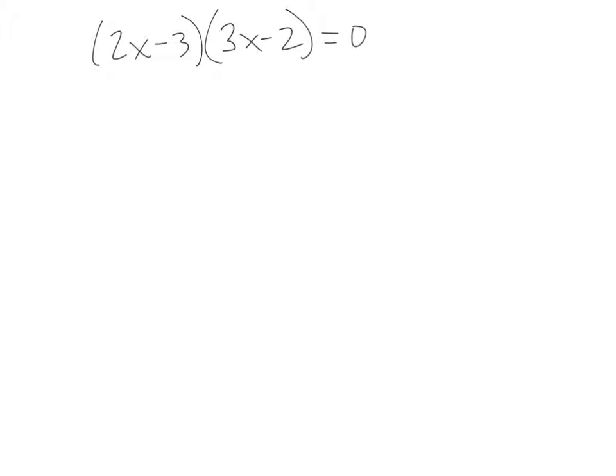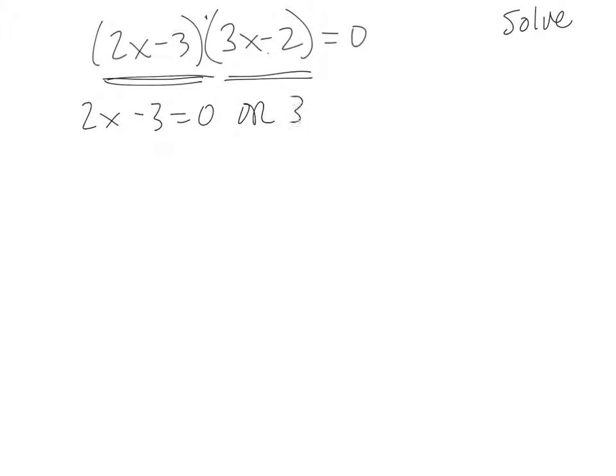Okay, this question, we're asked to solve this question. When I take a look at it, it's in factored form. So it's this times this equals 0. So what I can do right off the bat, if it's in factored form already, is use the zero property. Since it's this multiplied by this equals 0, the zero property says that one of these things has to equal 0. So I'm going to say 2x minus 3 equals 0, or 3x minus 2 equals 0.